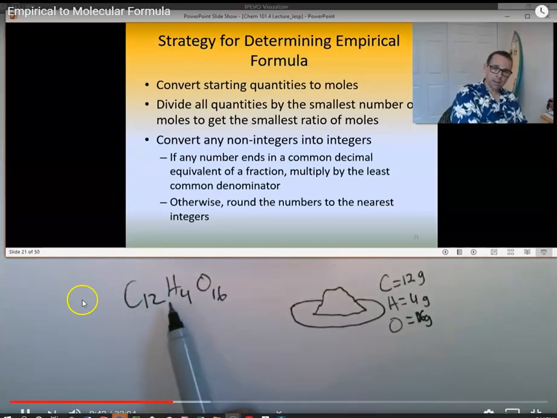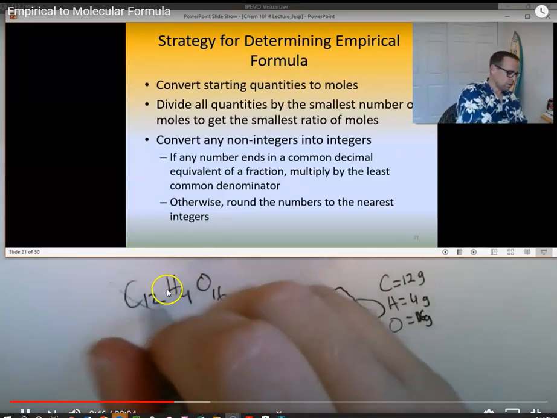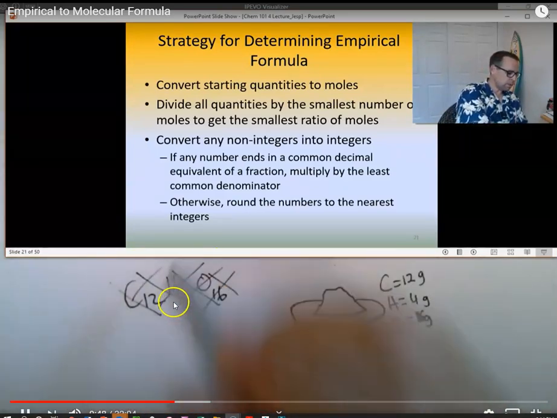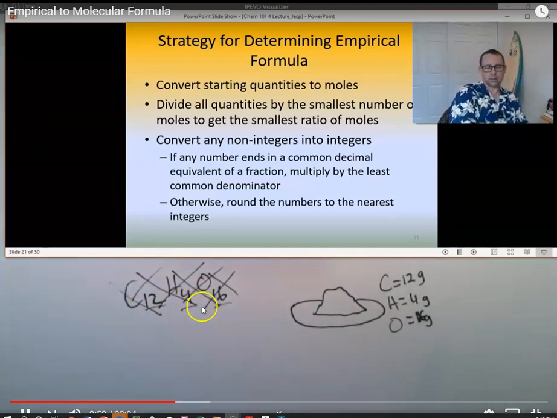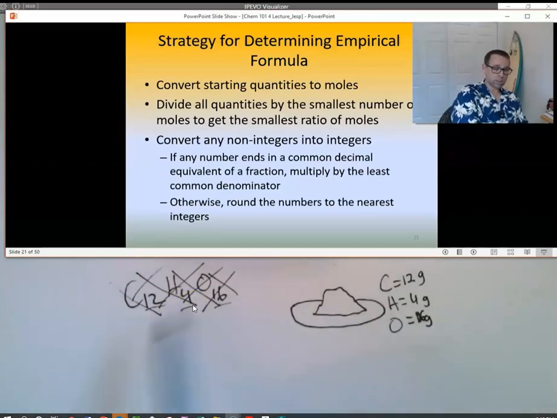So this doesn't make any sense. We can't do this because the carbon, hydrogen, and oxygen here are moles. That's what the empirical formula is. That's supposed to be moles. It's not supposed to be grams. So when we have an empirical formula, we don't use the grams of material, but we can take those grams and we can convert those to moles.